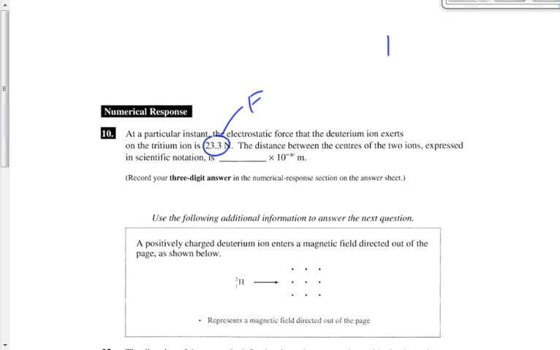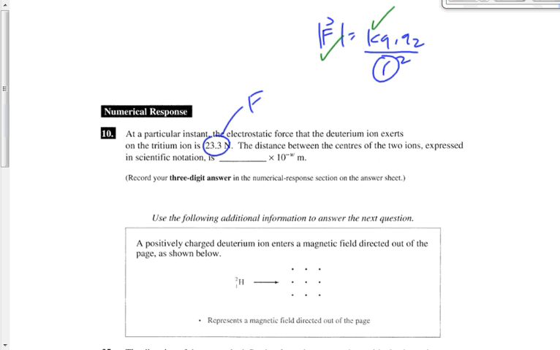So the equation we're going to use here is F is equal to kQ1Q2 over R squared. That's the force between two charges. We've got to find R. Problem is we don't know what Q is, right? We know what F is. That's good. We know what k is. What's Q1 and Q2? Listen, guys.